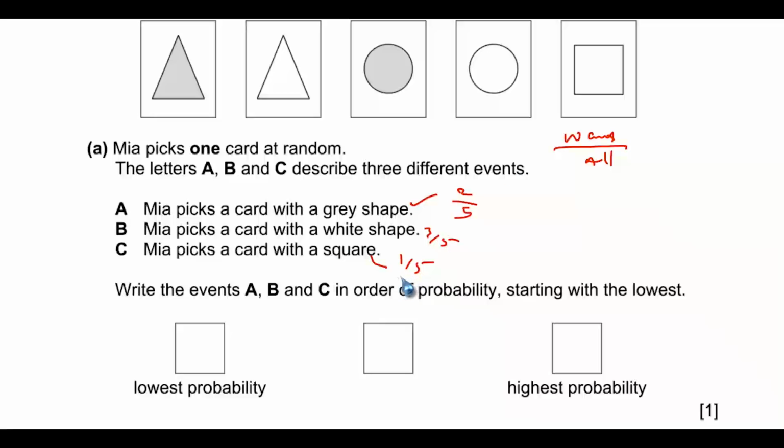So the least among them will be 1 out of 5. So I'll put 1 out of 5, which is for C. I'll put C here. Then followed by A. Okay. And then followed by this. That is B.